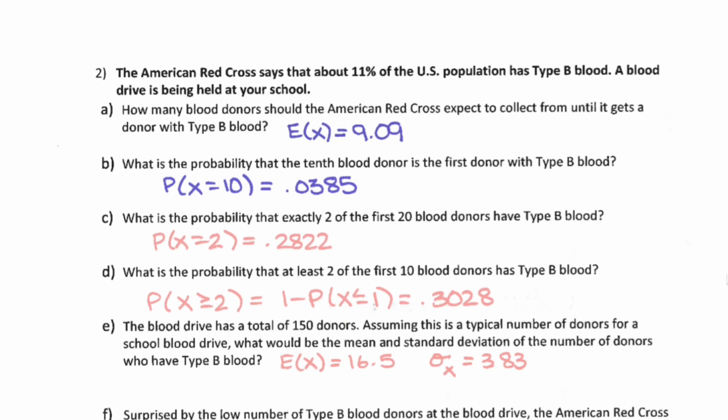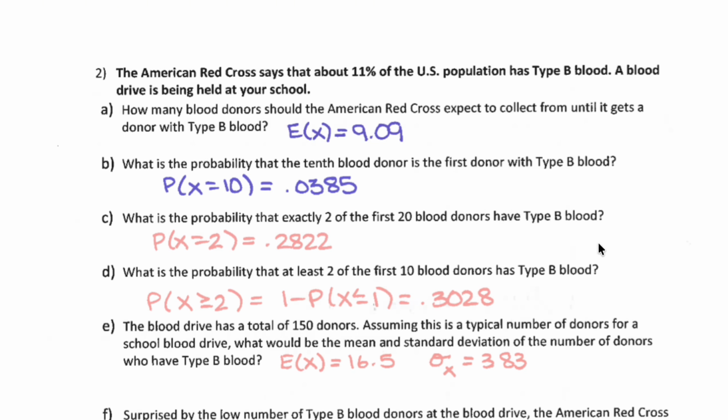Okay, moving on to question 2, the blood type. So the p right here is 0.11. So part A, expected number until first success. You're going to use 1 over 0.11 gives you 9.09. That's the expected number for geometric. Part B, first success on 10th blood donor. So geometric formula is 0.89 raised to the 9th power times 0.11 equal to 0.0385. Or you can just use your calculator. Don't forget to switch to geometric PDF.